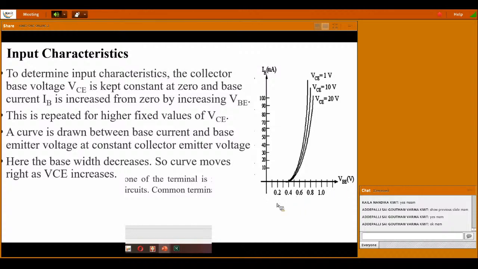As I go on increasing the voltage, the collector to emitter voltage must be kept constant. So for different fixed values of collector to emitter voltage, we observe the input current variation with respect to the input voltage variation. First, as IB current is increasing, base width will be more. The applied voltage on collector to emitter is 1 volt, a very small reverse voltage on the output junction, so the depletion layer width will be very small. When it is very small, the effective base width is more.